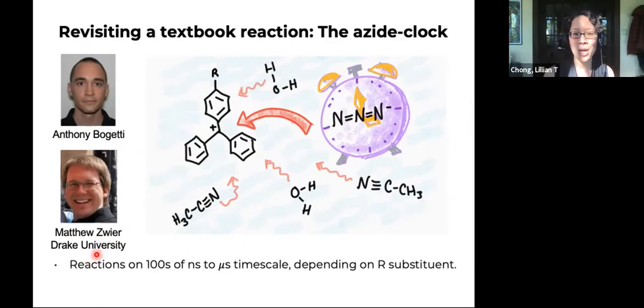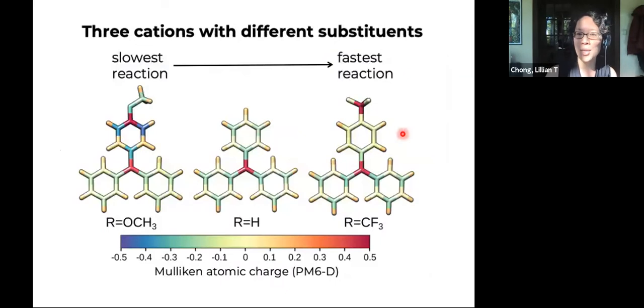So we wanted to go after generating complete pathways of these chemical reactions in explicit solvent, and so not just locating the transition states, but including all of the transient states as well as the stable states. We focused on 3 cations with different substituents. The slowest reaction involved a methoxy group at the R position, so that's an electron donating group. And then the fastest reaction involved the CF3 substituent, so an electron withdrawing substituent.